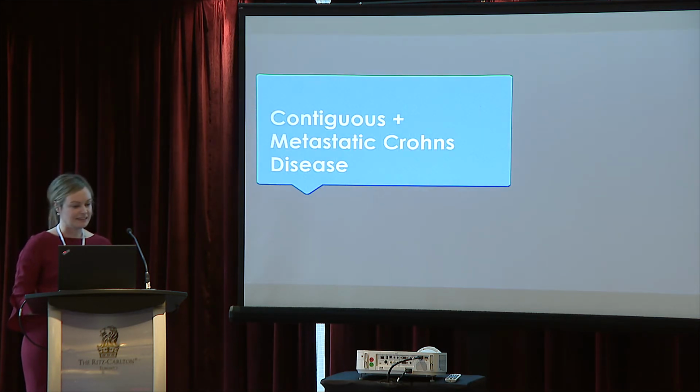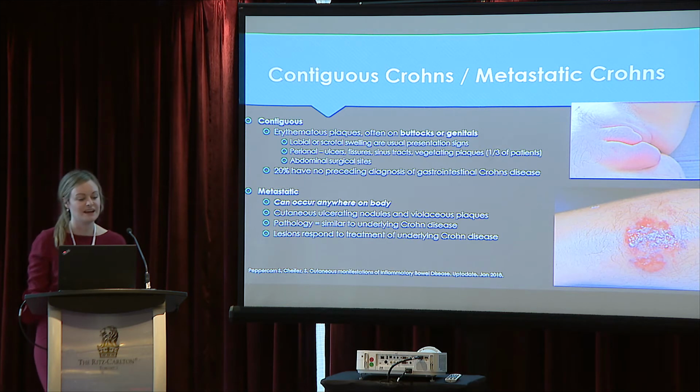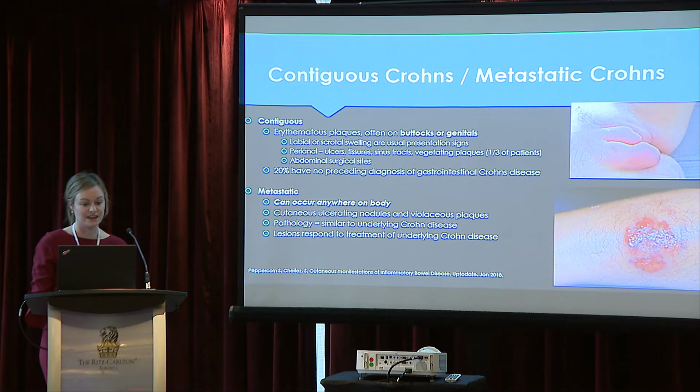And then I have a slide here on contiguous and metastatic Crohn's. For the contiguous type, if you remember how I said these are typically attached to active bowel disease, the most common presentation is actually labial or scrotal swelling. So in the photo that you see above, that's labial swelling, and that person went on to have a diagnosis of Crohn's disease. And in some cases, 20% have no preceding diagnosis. So this was one of the first initial signs for some people.